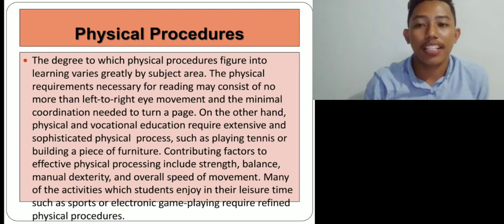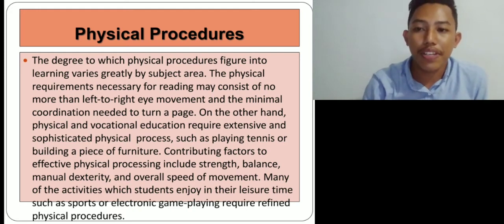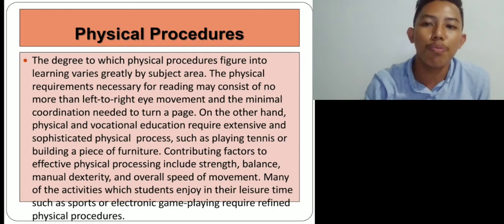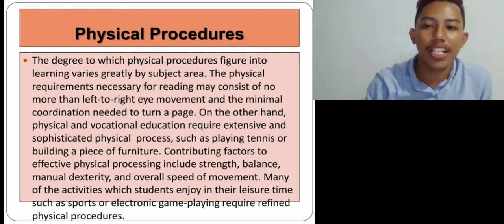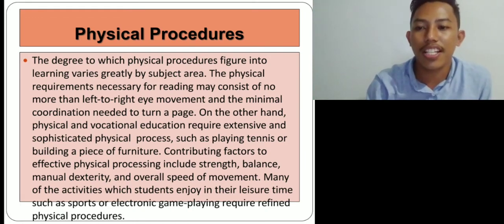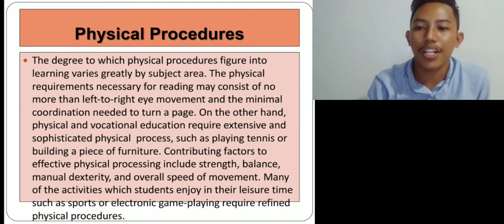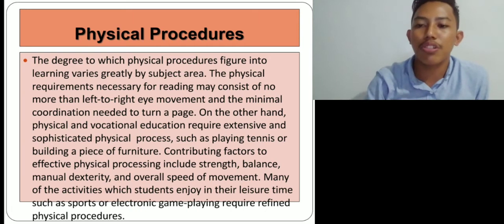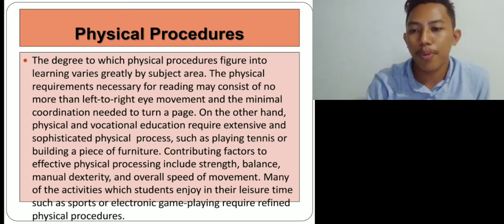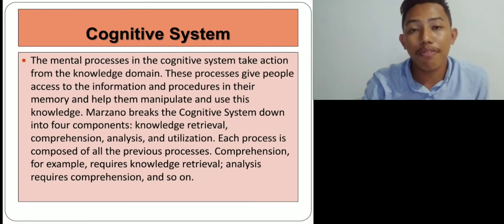Physical procedures. The degree to which physical procedures figure into learning varies greatly by subject area. The physical requirements necessary for reading may consist of no more than left to right eye movement and the minimal coordination needed to turn a page. On the other hand, physical and vocational education require extensive and sophisticated physical processes, such as playing tennis or building a piece of furniture. Contributing factors to effective physical processing include strength, balance, manual dexterity, and overall speed of movement. Many of the activities which students enjoy in their leisure time, such as sports or electronic game playing, require refined physical procedures. So we will go now to the cognitive system.